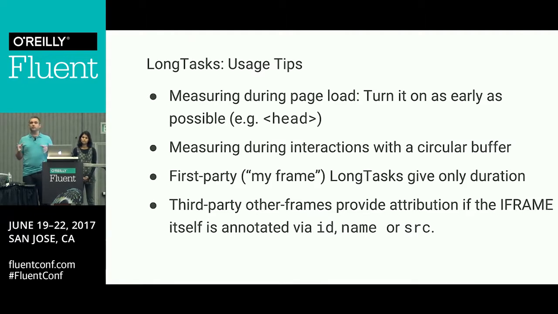But it's also really important to measure these long tasks during interactions. That's when your user is interacting with the app. If they're having a bad experience, can we go back in time and look to see what the causes were? So we would suggest doing something like a circular buffer, keeping the last, say, 10 or 20 long tasks. And then if your users have a bad interaction, like it takes a half second, you can go look back and see what caused it.